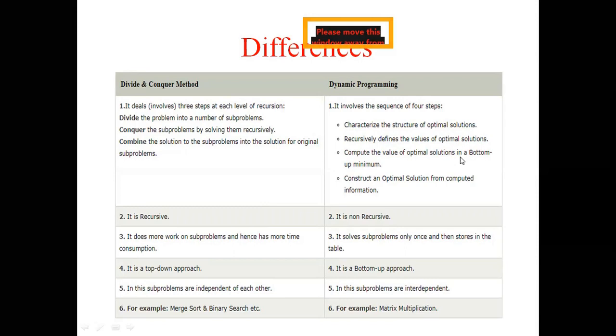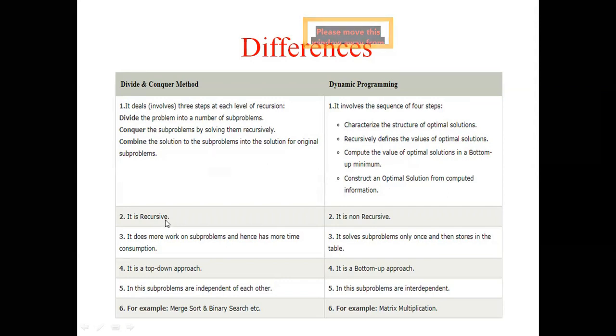Third, compute the value of optimal solutions in a bottom-up fashion. In a tree, when you start from the leaves and reach the root, that is called bottom-up fashion. Fourth, construct an optimal solution from the computed information. So these are the first differences.